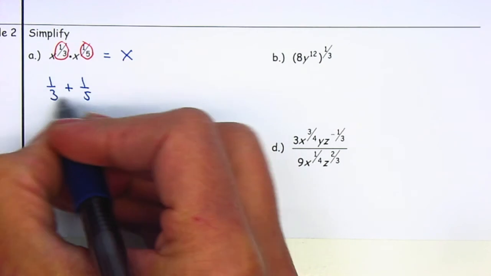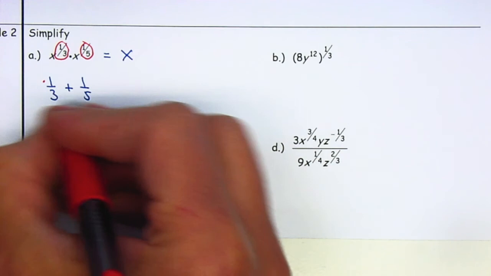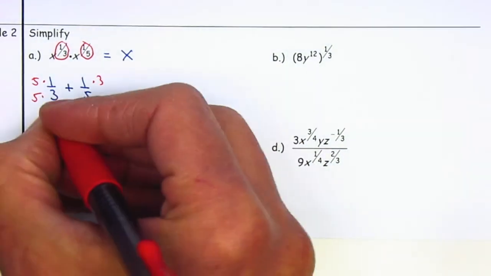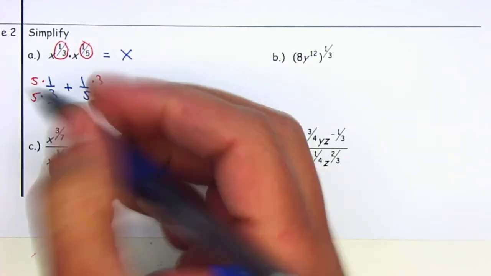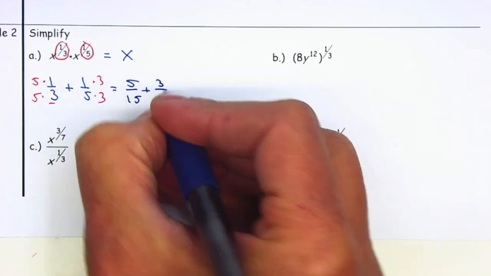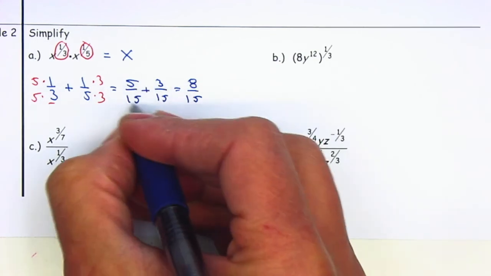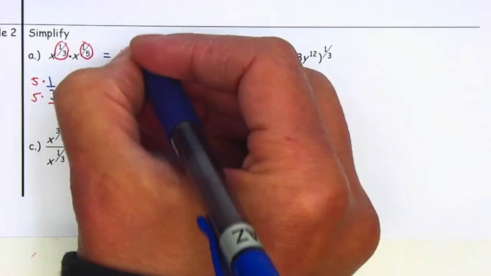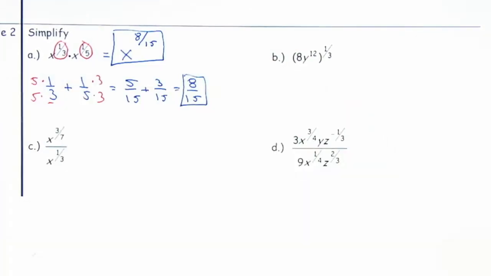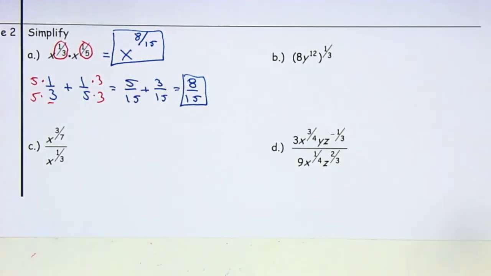They need to have the same denominators, and they don't. So I'm going to make them the same denominators. The common denominator will be 15. Multiply the left by 5, the right by 3. That will give me 5 over 15 plus 3 over 15, which is equal to 8 over 15. 5 plus 3 is 8. The denominator is kept the same. So that will be the exponent. We cannot reduce it, so we just leave it as is.